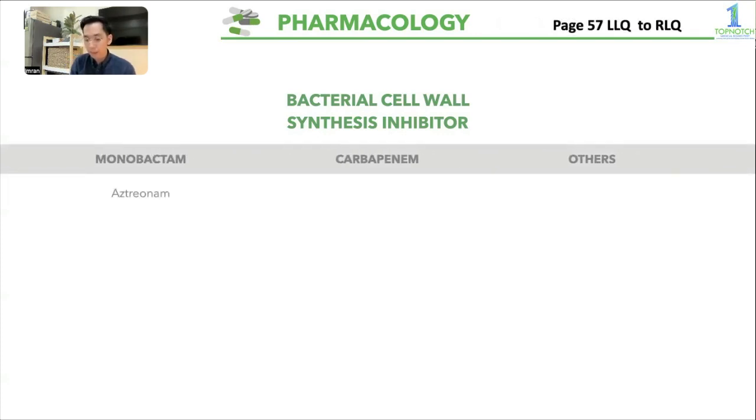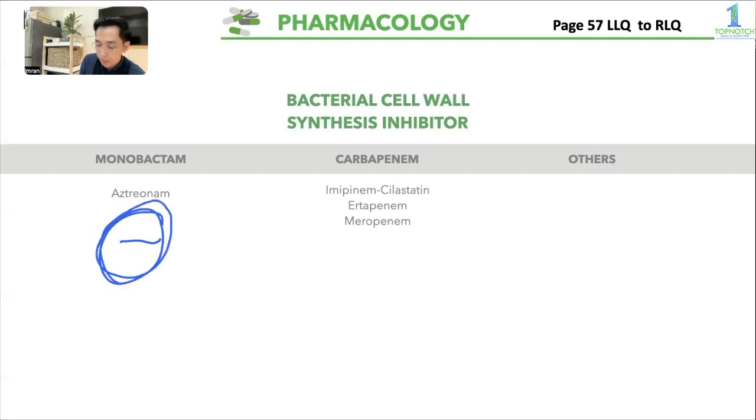Next, punta naman tayo sa the next three, no? We have your monobactams. Your monobactam include your aztreonam. Your aztreonam has no gram-positive activity and mas ginagamit lang siya for gram-negative coverage. Okay? Your aztreonam also has pseudomonal coverage.